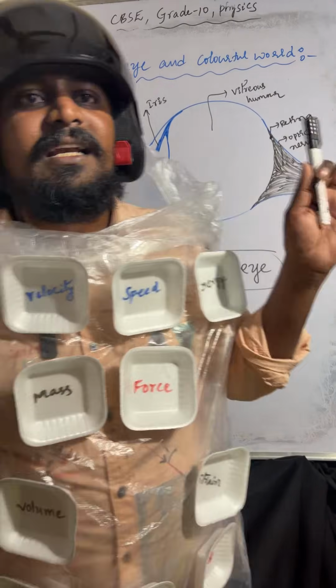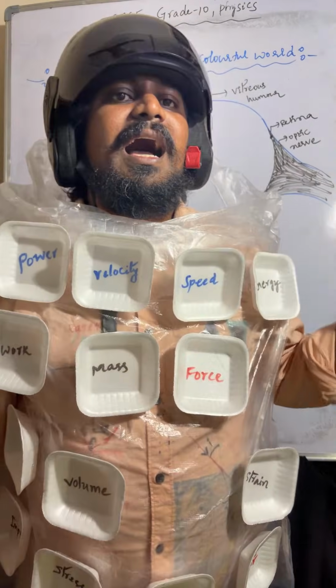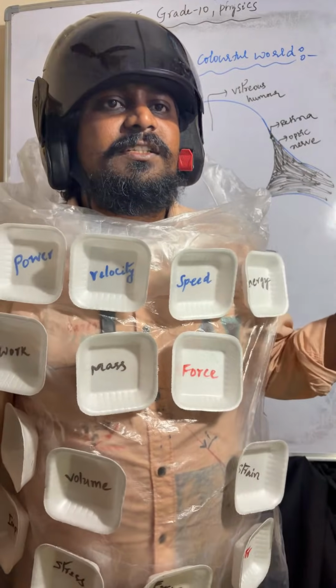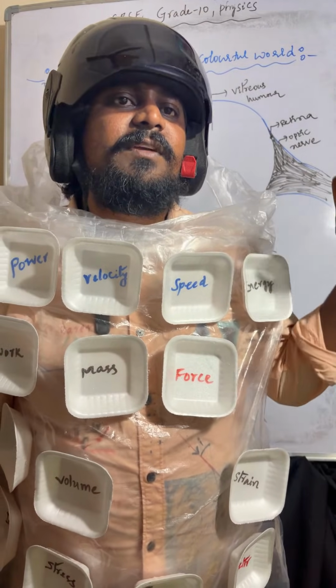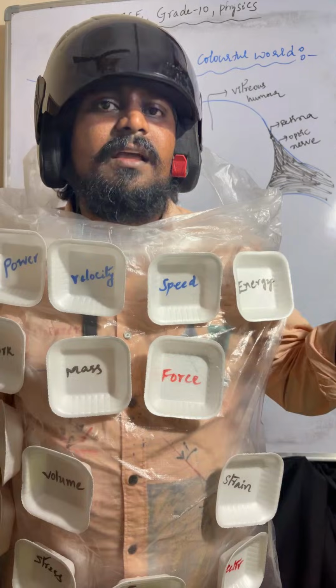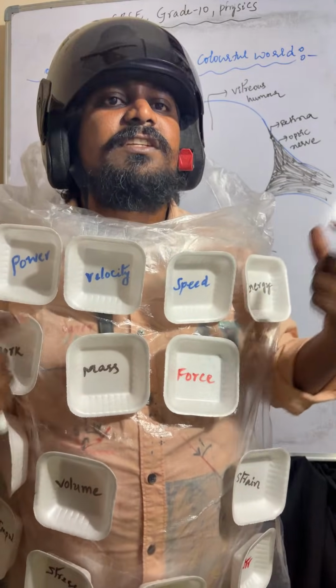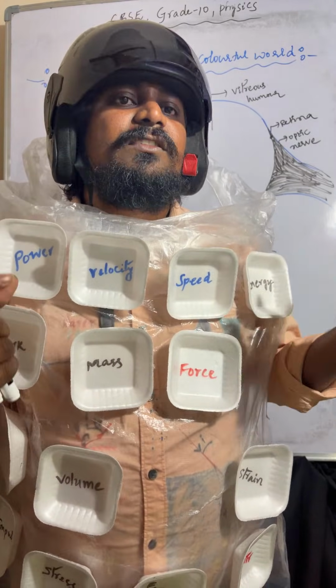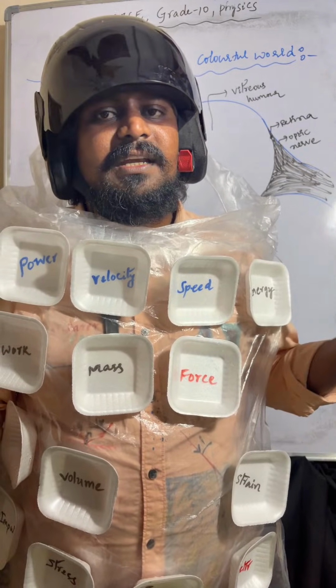Vitreous humor is a jelly type liquid present between eye lens and retina. It provides sufficient force and pressure to maintain that shape.